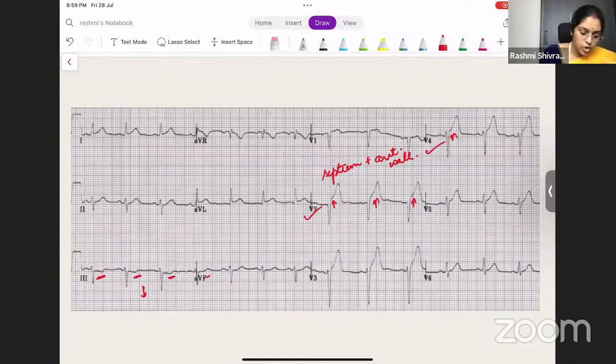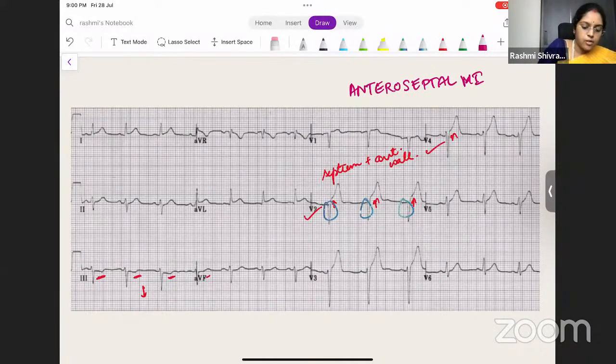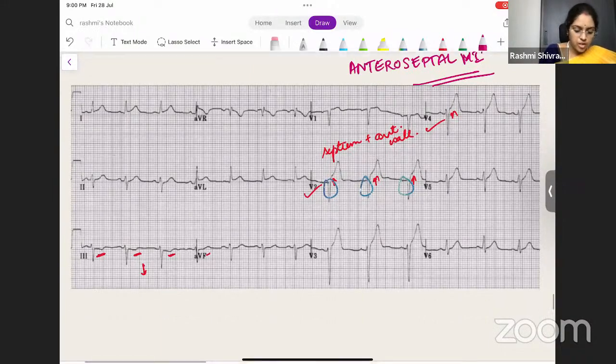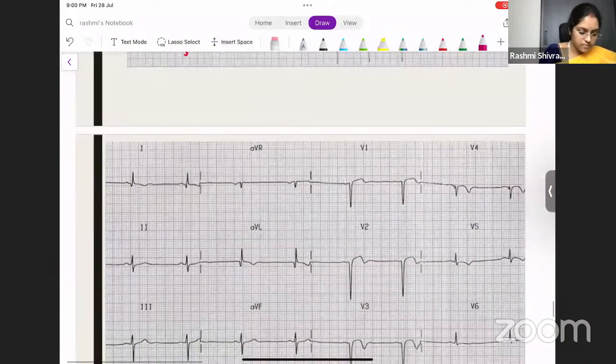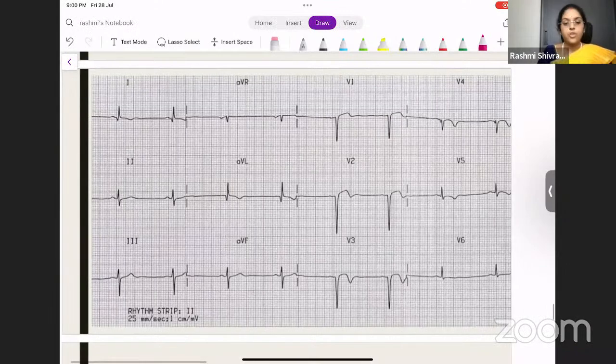Also, you have some Q waves here. Can you see? So what does all this show? This is an anteroseptal wall MI. Anteroseptal MI. Okay, moving on to the next ECG. So what do you find in this ECG?